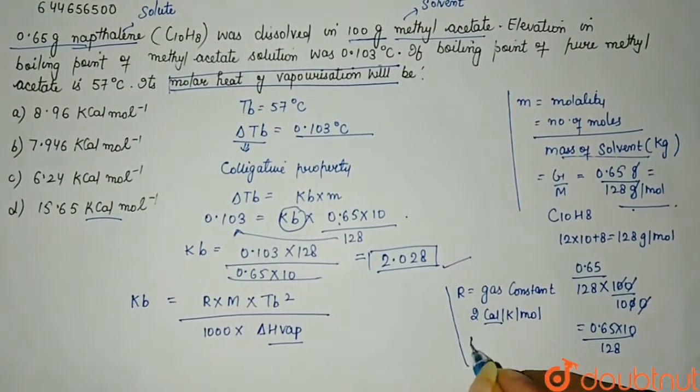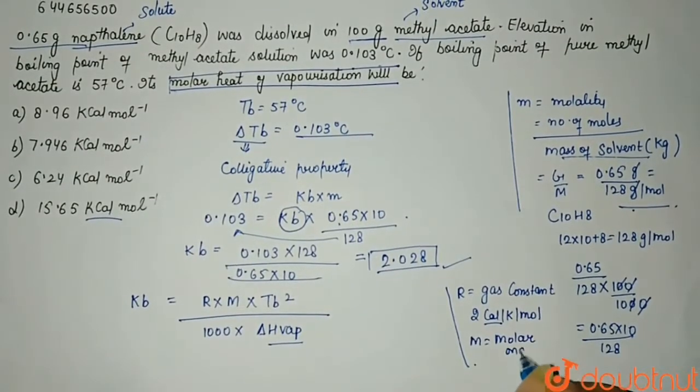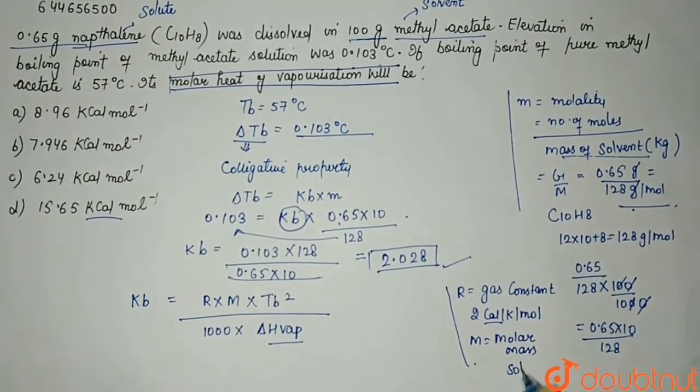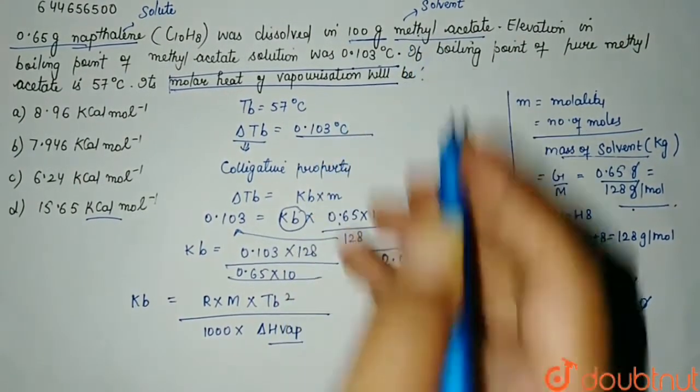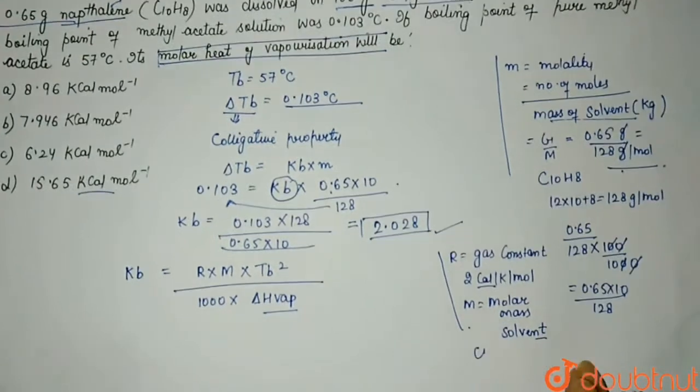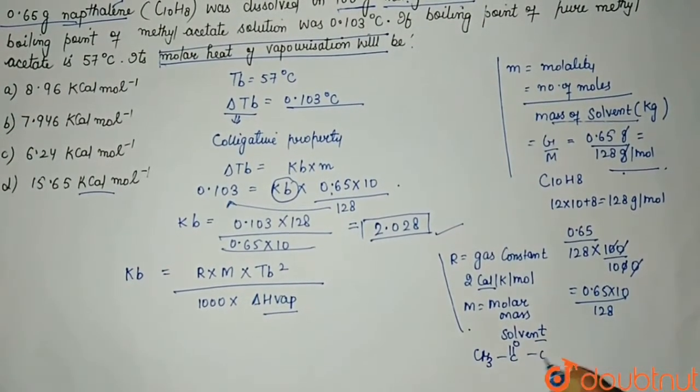Also your M, this is the molar mass of what? Of your solvent. Now what is your solvent? I have told it before that methyl acetate is your solvent. So what is your methyl acetate? Let's see its structure. That is your CH3COOCH3.